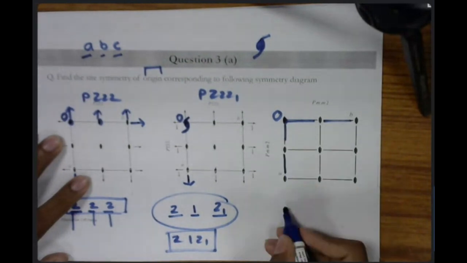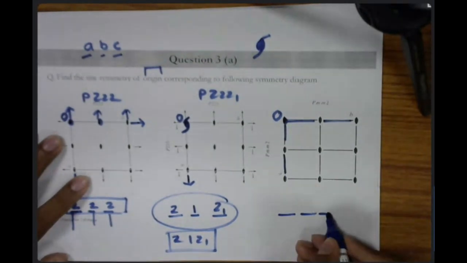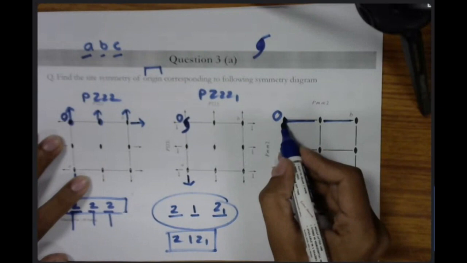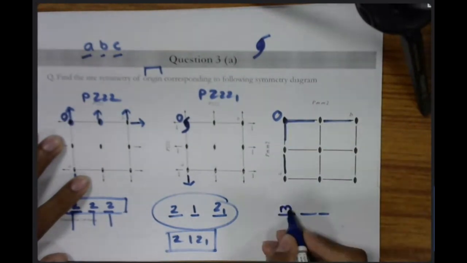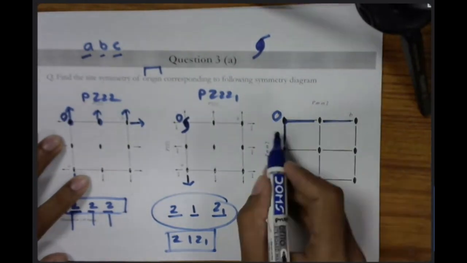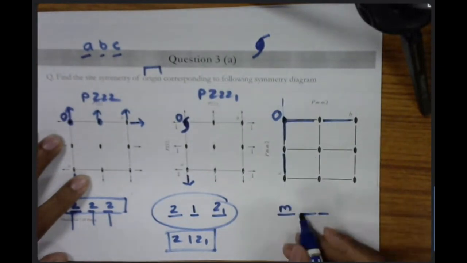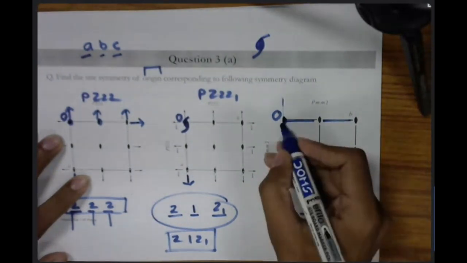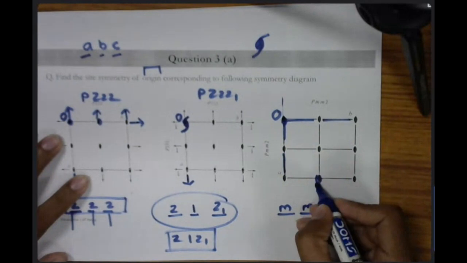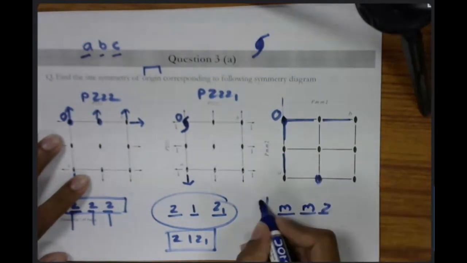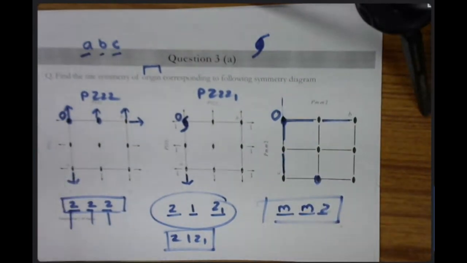Along the A, we can say that there is a mirror perpendicular to the A axis. Perpendicular to the B axis, there is again a mirror. And along the C axis, the twofold is there, indicating that there is a twofold. So we can say that the point symmetry of this particular region will be mm2.